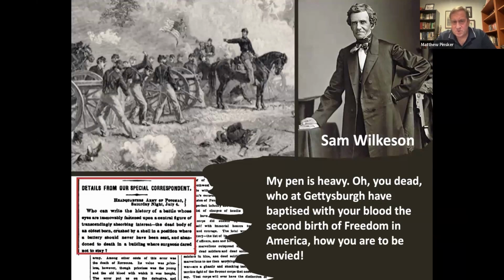You're looking at a picture on the screen of a man named Sam Wilkeson. He was a leading war correspondent, a noted radical, supporter of the idea that emancipation should be what the war was about. And he wrote for the New York Times. And he had a son who was actually in the battle at Gettysburg. He's pictured on the screen as well on horseback. He was a young artillery officer, about 19 years old. His name was Bayard Wilkeson.